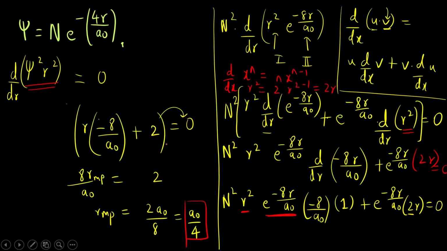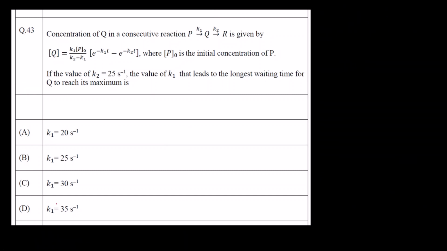Now let us see the next question. This is a question of consecutive reaction. P gives Q gives R, and this is the concentration for Q that they have given. P0 is the initial concentration. Value of K2 is given. K2 is 25 second inverse, and we have to find out the value of K1.